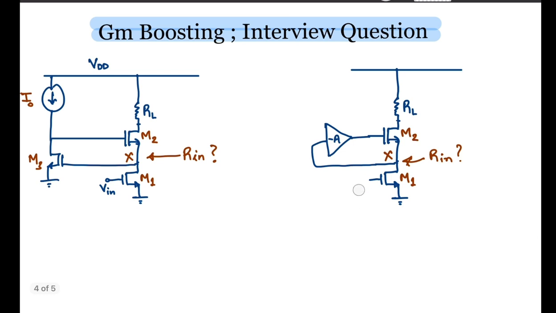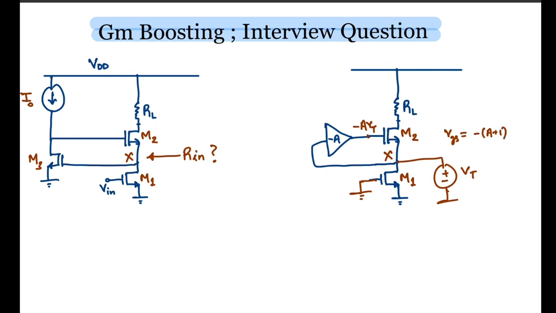In order to do so, we will short the independent voltage source Vin and we'll apply a test voltage at the node X, and then we'll compute the current flowing out of the test voltage source. If we have a voltage of Vt at the source of M2, the amplifier amplifies it and feeds it to the gate of M2 to generate minus A times Vt at the gate.